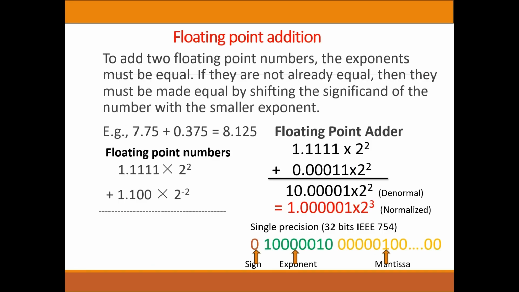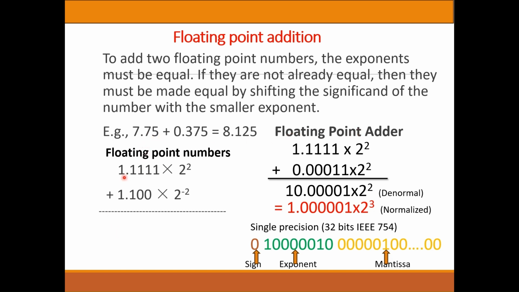So now I will be solving a few things. Here we have to add two numbers, floating point addition. 7.75 is one number and 0.375 is another number. This is given in decimal. Let's do this math quickly in decimal. The result will be 8.125. But we are learning floating point, so we'll be representing this number in floating point, and then we'll follow the steps that the adder will do.